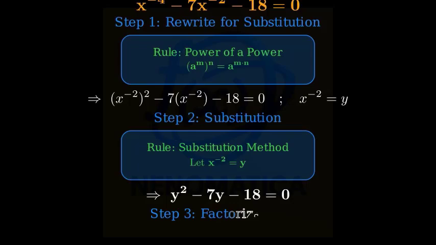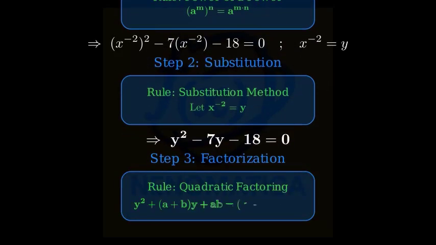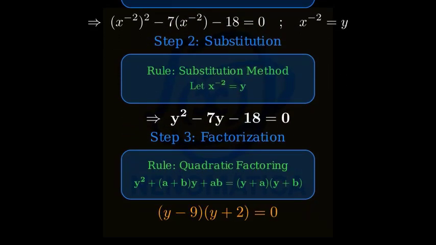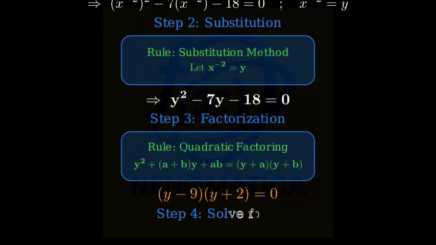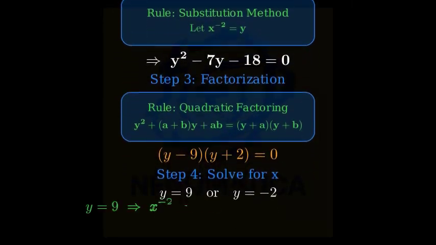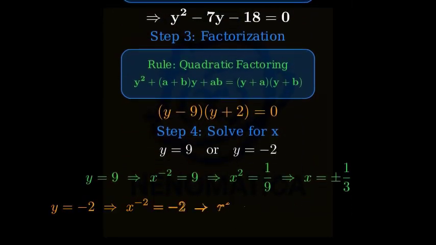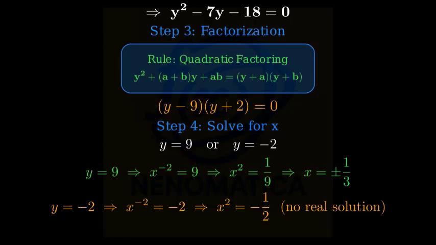Step 3. Factor the quadratic. We want two numbers that multiply to negative 18 and add to negative 7. Those are negative 9 and positive 2. So the factorization is (y minus 9) times (y plus 2) equals 0. Step 4. Solve for y, then return to x. From the factors, either y equals 9 or y equals negative 2.